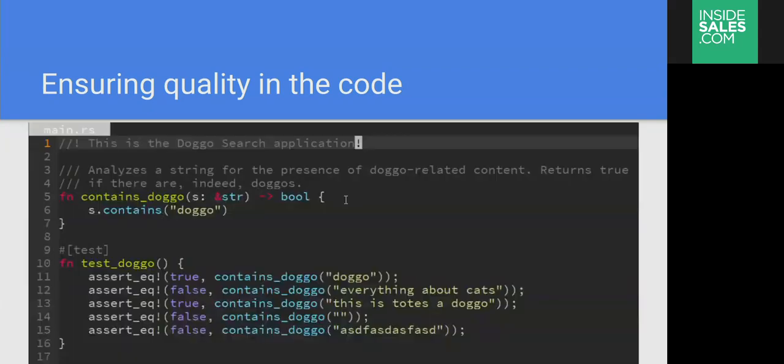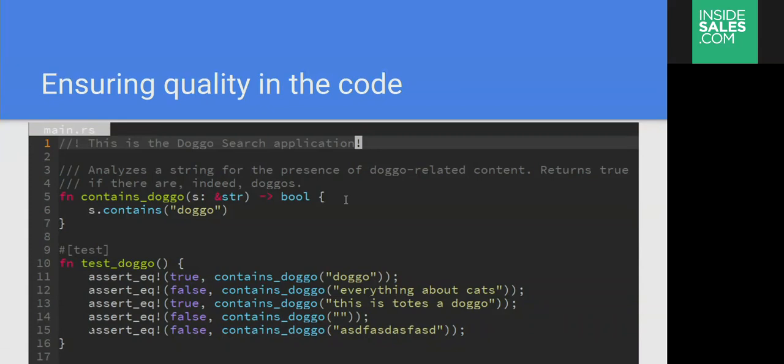So if I were to add tests to my contains doggo function here, all I would need to do is write this function. The name doesn't really matter. It matters when you want to select specific tests to run, but in this case, we don't care, so I just call it test doggo.